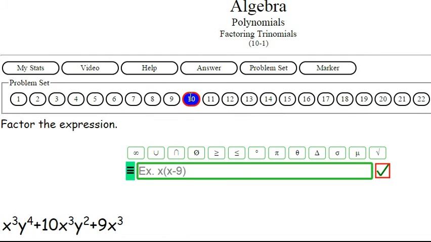And I guess we're looking at 10.1 now. Whoa, what is all that? I don't know. We're going to find out here in a minute. This is x cubed y to the 4th plus, and of course we got to have the cursor in the way, 10x cubed y squared plus 9x cubed. Got it. Got something anyway.